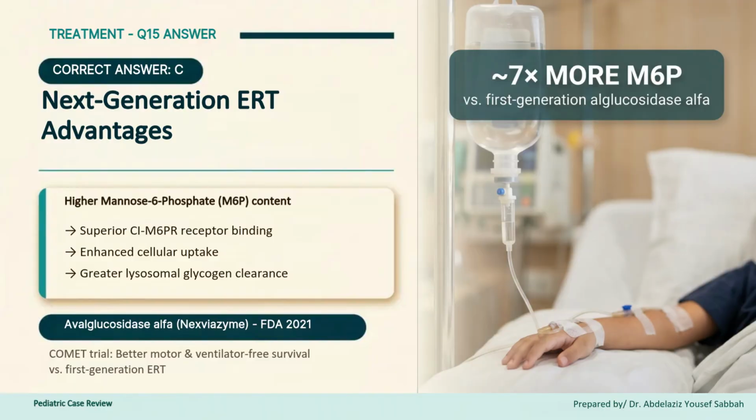The main advantage of L-glucosidase alpha is its higher mannose 6-phosphate content, approximately 7 times more than the first-generation enzyme. Mannose 6-phosphate is the tag that allows the enzyme to bind the cation-independent mannose 6-phosphate receptor on muscle cells. More of this tag means superior receptor binding, enhanced cellular uptake, and greater clearance of glycogen from the lysosome. L-glucosidase alpha was approved by the United States Food and Drug Administration in 2021. In the COMET trial, it showed better motor and ventilator-free survival outcomes compared with the first-generation enzyme replacement therapy. It still requires intravenous infusion and does not cross the blood-brain barrier, so options A and B are incorrect.